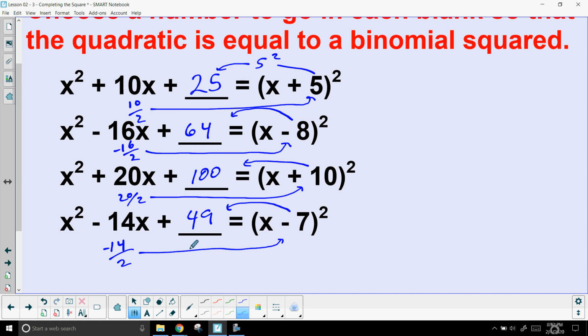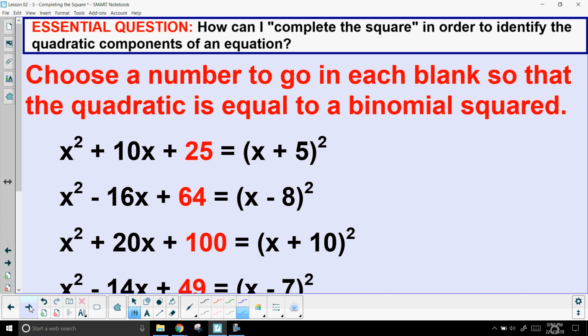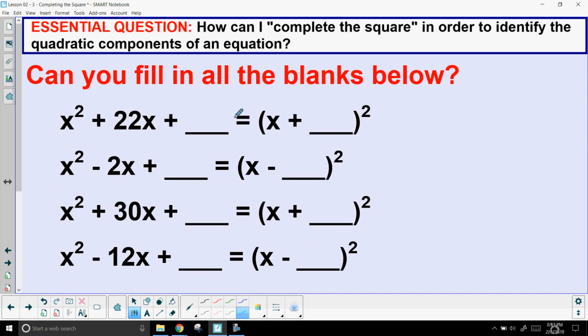Notice all of these are positive because we're squaring them. Two negatives make a positive. Two positives make a positive. And we got them all right. Now, I left this blank. So, 22 divided by 2 is 11. And 11 squared is 121.